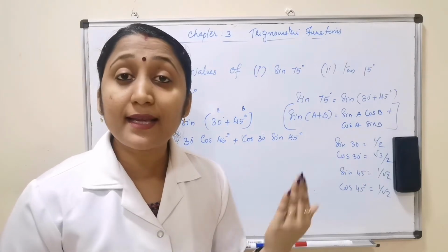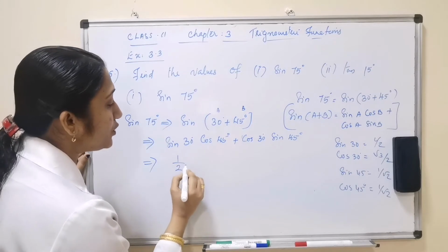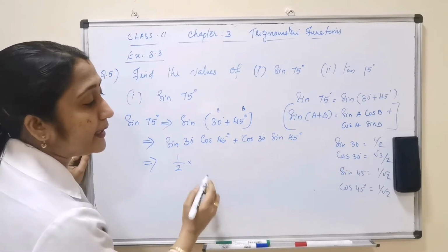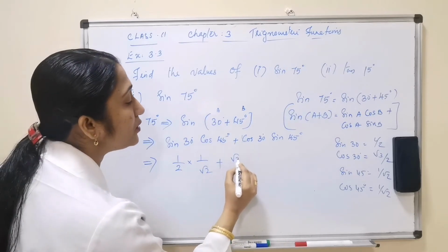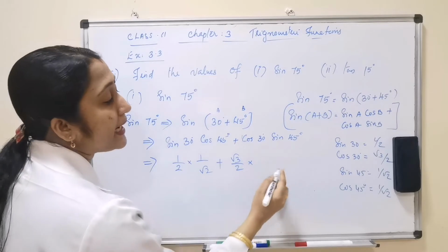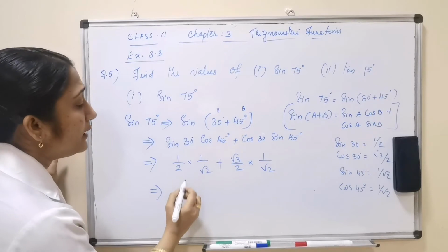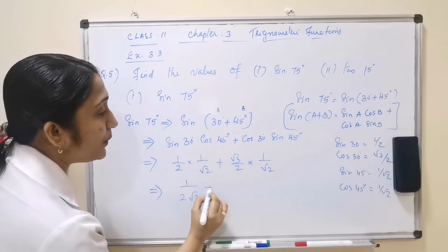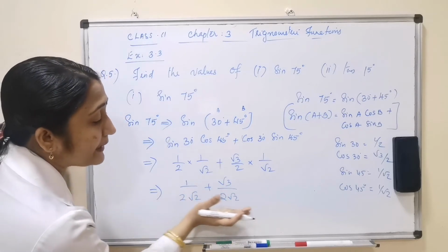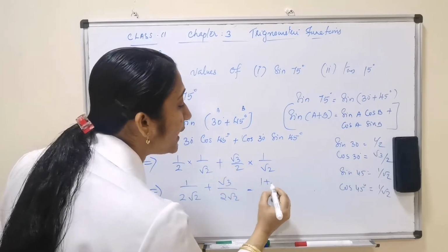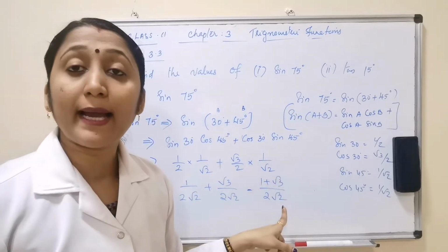Did you understand this? Let us substitute the values. Sine 30 is 1 by 2 into cos 45, that is 1 by root 2, plus cos 30, that is root 3 by 2, into sine 45, 1 by root 2. Then we get 1 by 2 root 2 plus root 3 by 2 root 2. The denominators are the same, root 2, so that is 1 plus root 3 by 2 root 2.